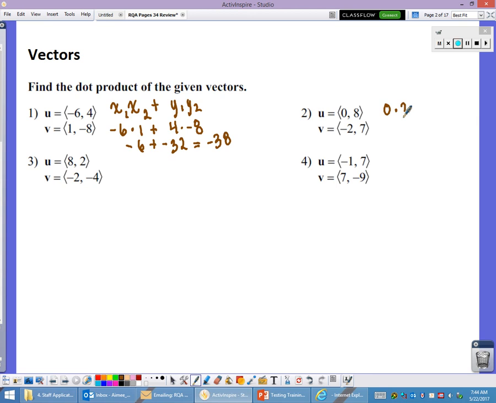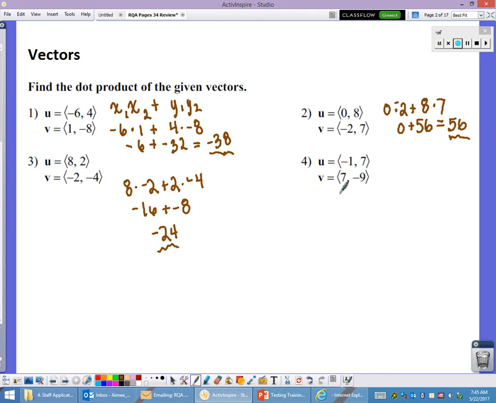Over here, you're just going to multiply 0 times 2 and add to that 0 times negative 2, and add to that 8 times 7. So that's going to be 0 plus 56, which is just 56. So here's your answer here, here's your answer here. For this one, you're going to multiply 8 times negative 2 and add to that 2 times negative 4. So that's going to be negative 16 plus negative 8, which will give you negative 24. And then finally the last one, negative 1 times 7 plus 7 times negative 9, which will give you negative 7 plus negative 63, which will give you negative 70. Okay?